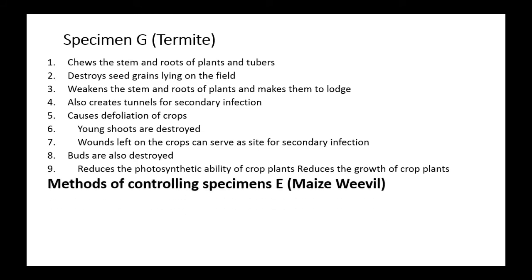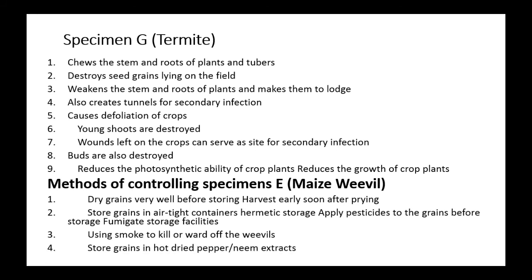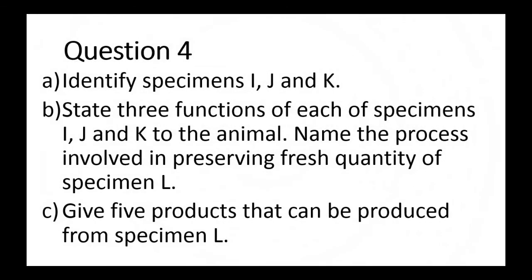Now, methods of controlling specimen E, which is a maize weevil: Number one, dry grains very well before storing. Number two, harvest early soon after drying. Three, store grains in airtight container, hermetic storage. Four, apply pesticide to the grains before storage. Five, fumigate storage facilities. Six, using smoke to kill or ward off the weevil. And seven, store grains in hot dried pepper or neem extracts.